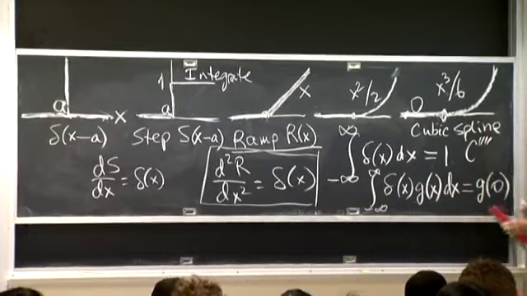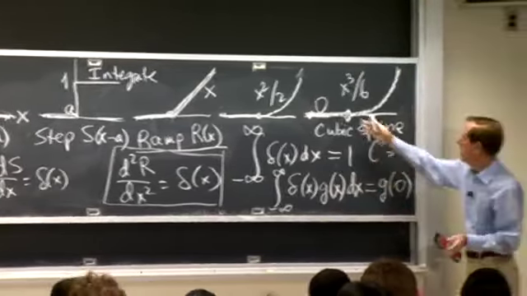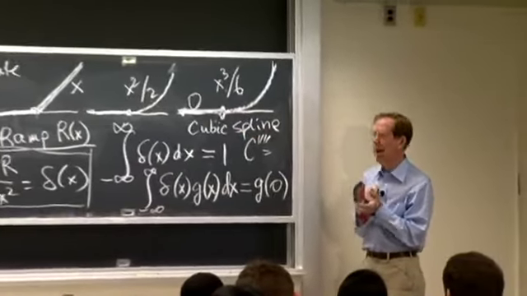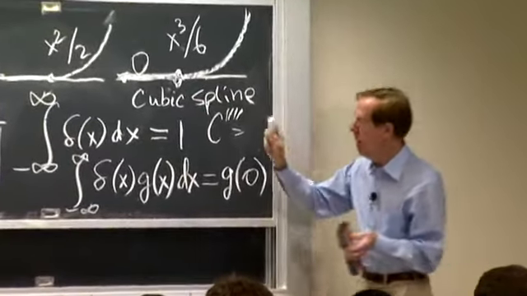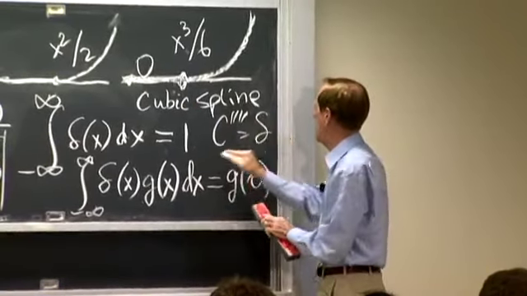Yeah, let me take the fourth derivative. I'll just ask the question that way. What would be the fourth derivative of that cubic spline? A delta, right? 4 steps back.